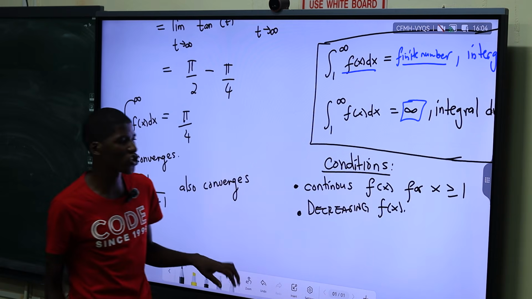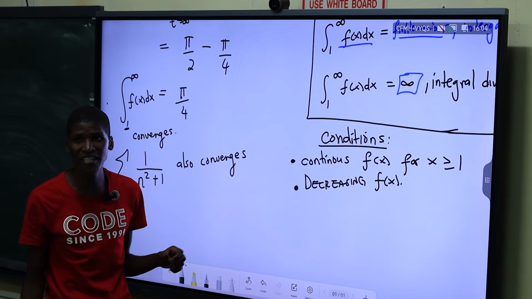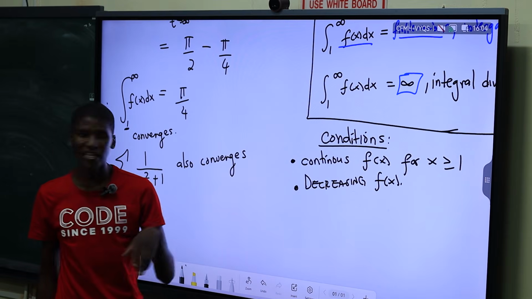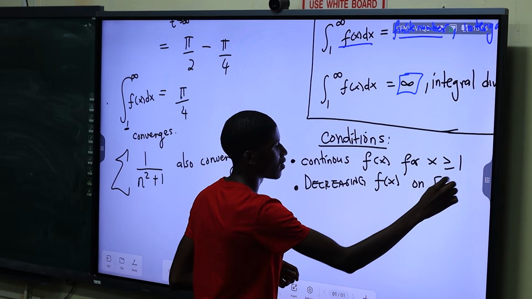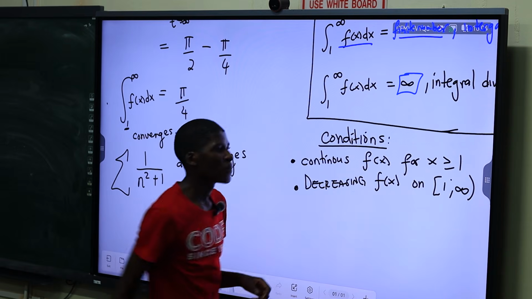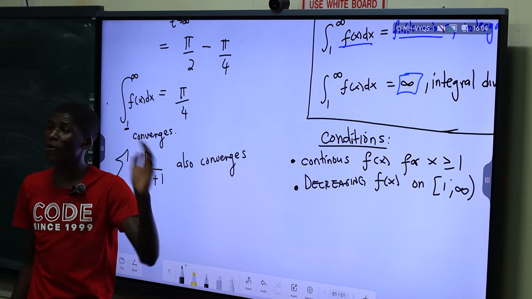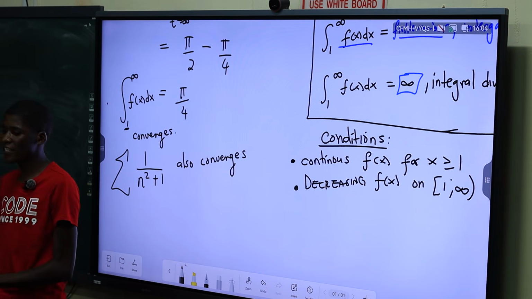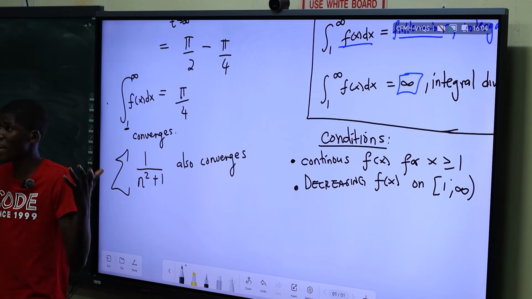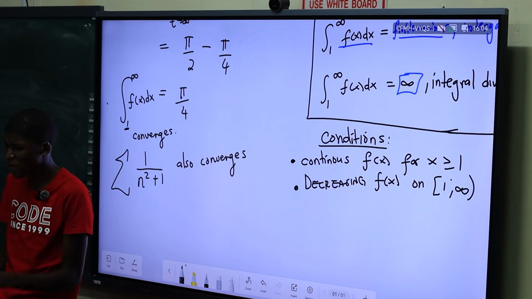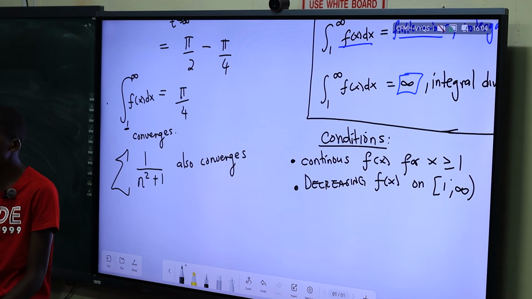So f of x must be a decreasing function, and it must be decreasing in the same interval, from 1 to infinity. Otherwise, you cannot really get the sum. If it's an increasing function, the area becomes bigger and bigger, so that is divergent. You cannot find the sum there, but you can only test whether it's convergent or divergent.